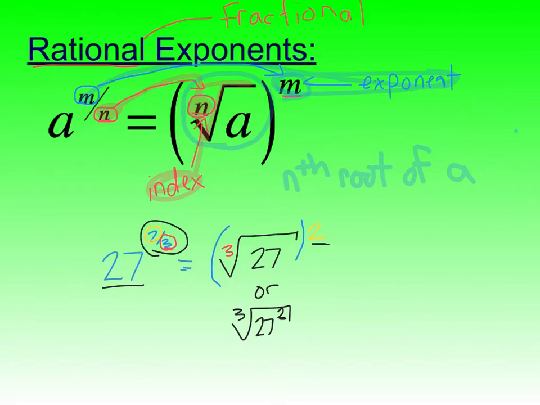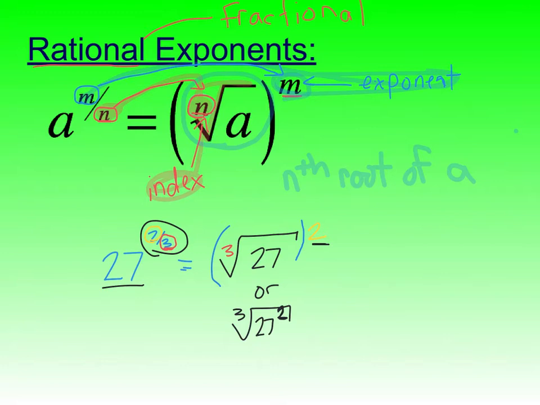How do you know which to do? Which is easiest? Can I take the cube root of 27? Because if I take the cube root of 27, that's going to make my number smaller. And then squaring that number is a smaller number to square. But if I square 27 first, that's going to be a bigger number. So can I take the cube root of 27? Yes. So then do that first.